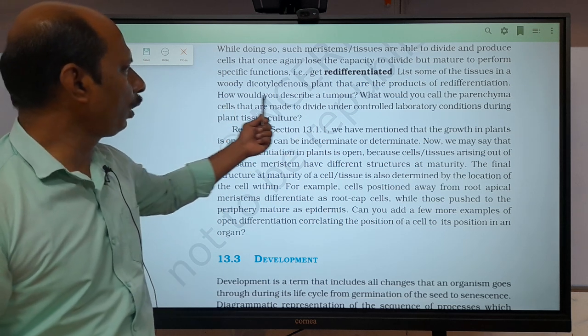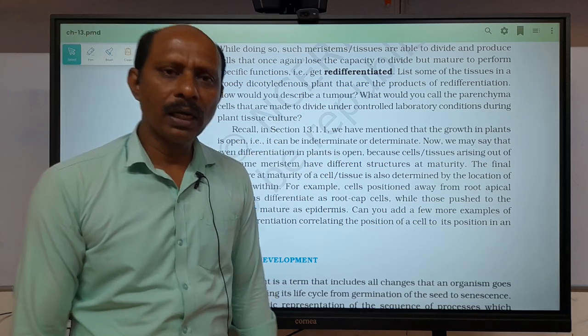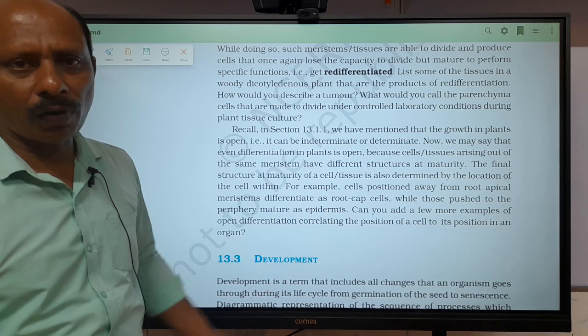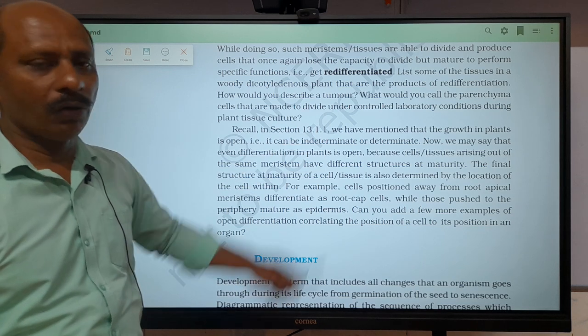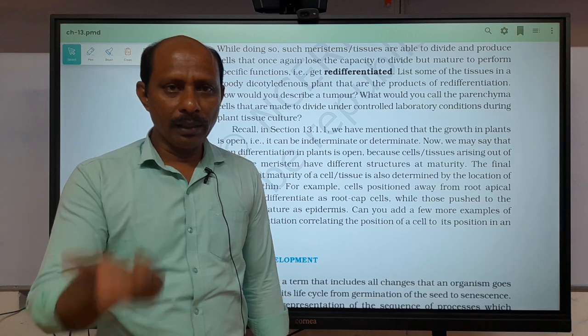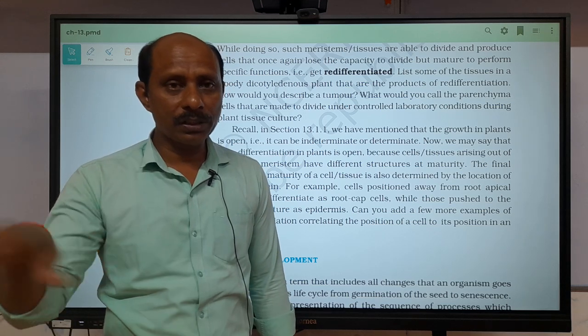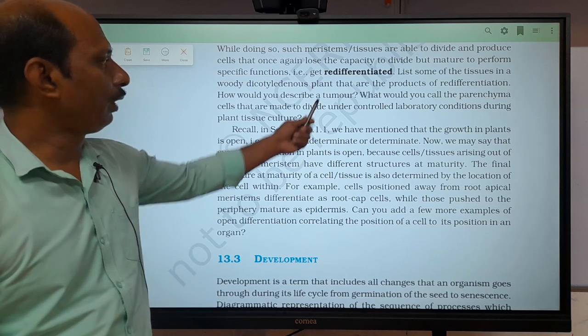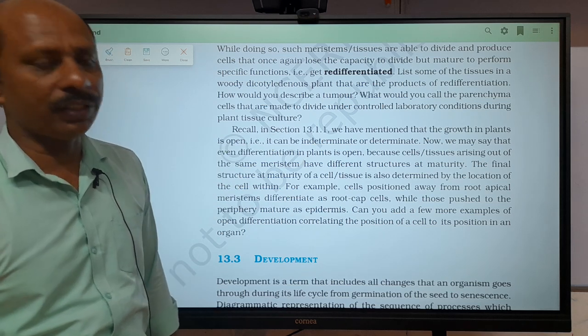Now here it is given: how would you describe a tumor? What is a tumor? How is a tumor formed? Tumor means first the mature cells again regain the capacity of division and start dividing again; that is called a tumor. So this is called de-differentiation.